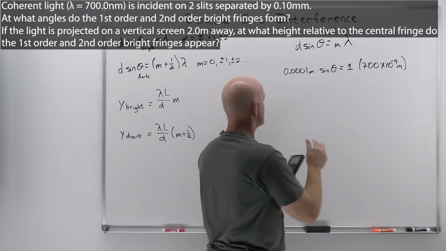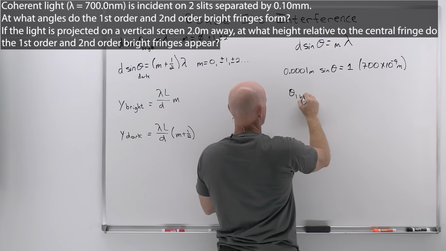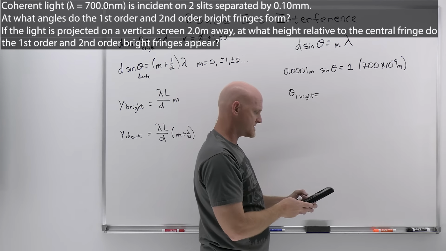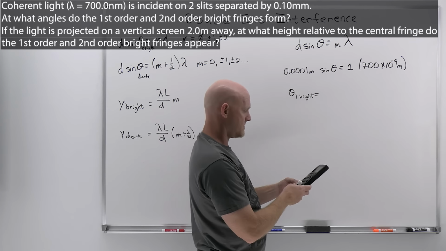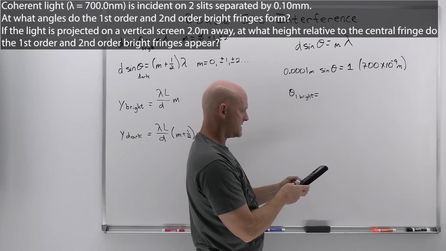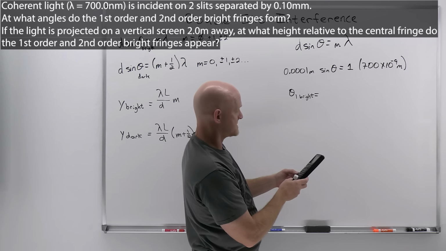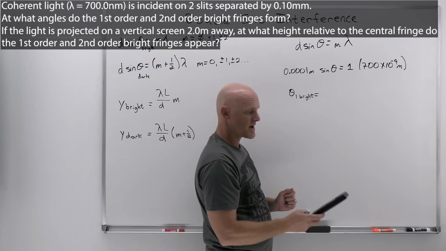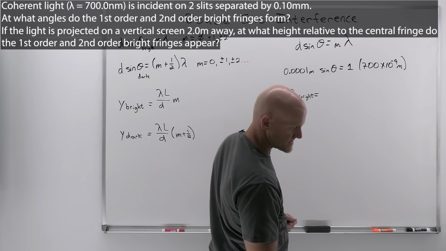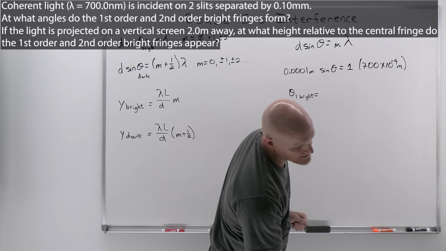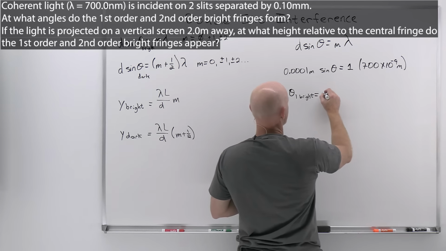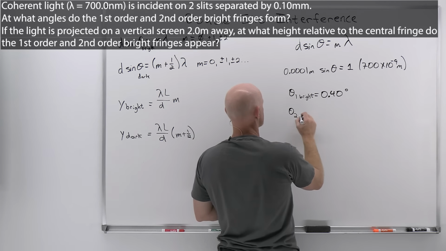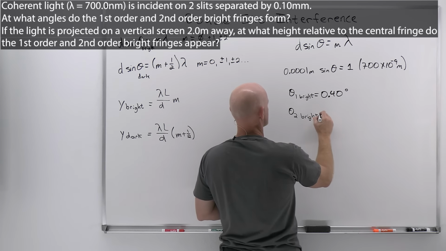Let's do that. So we'll call this theta 1 bright. I'll take the inverse sine of 1 times 700 e to the negative 9 divided by 0.0001, close the parentheses, and the angle comes out to 0.401 degrees. Let's see how many sig figs we want here. 2 sig figs, so 0.40 degrees.